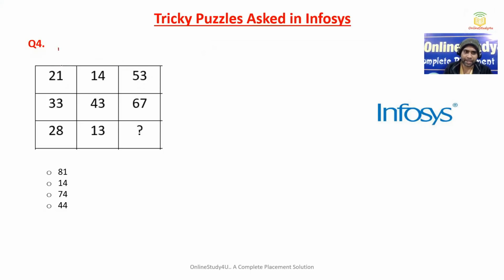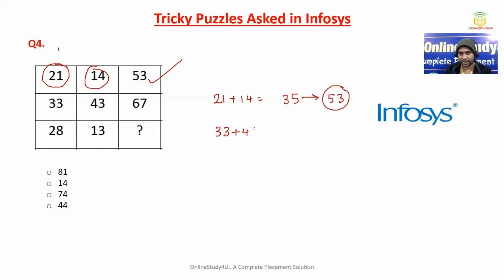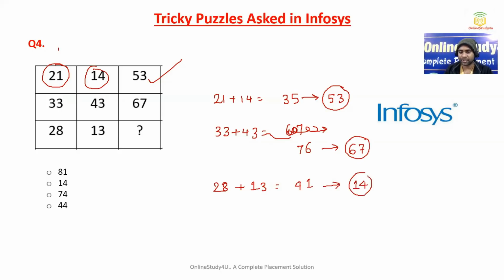Now, what we are doing here is adding the first number and the second number. So 21 plus 14 will be 35, and then we are reversing and writing, which is nothing but 53 here. Then 33 plus 43 will be 76. Now we are reversing and writing, it is 67. Then 28 plus 13 will be 41. So we need to reverse and write, which is nothing but 14.